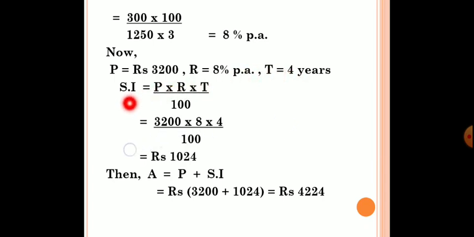So the simple interest is equal to P into R into T by 100. So principal is 3200 into rate is 8 and time is 4 by 100. If I solve this, my simple interest amounts to rupees 1024. So the amount paid after 4 years will be amount equals principal plus simple interest, that is 3200 plus 1024 is equal to rupees 4224. So that's all for this part.